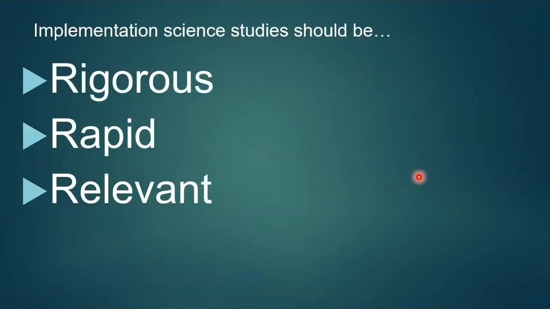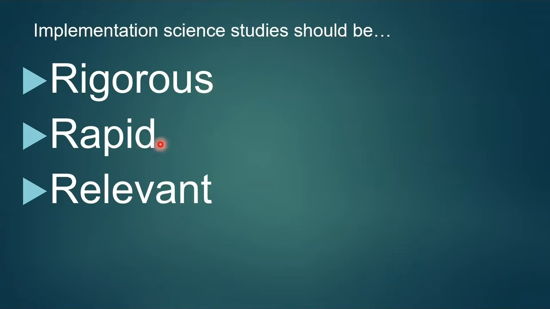Implementation science studies should be rigorous, rapid, and relevant. By rigorous, we mean that the results from an implementation science study ideally should be of as high a quality as any other study from which causal inferences are to be made. And a very important way of ensuring rigor in an implementation science study is to ensure that it's designed well, hence the topic of this course.